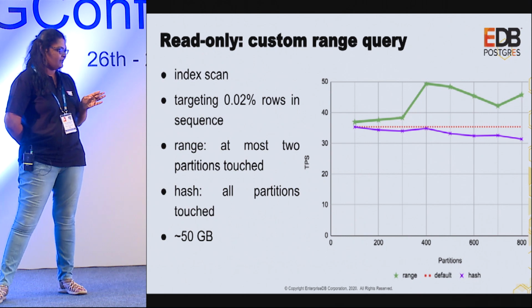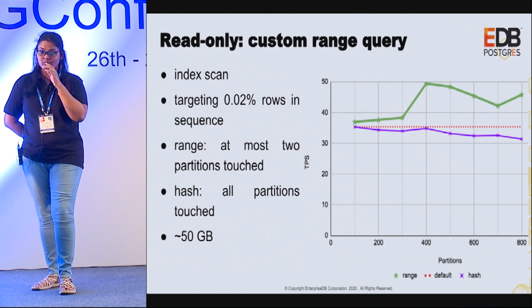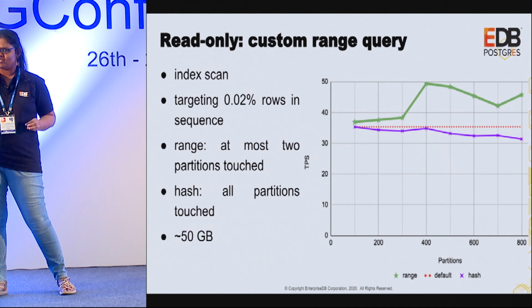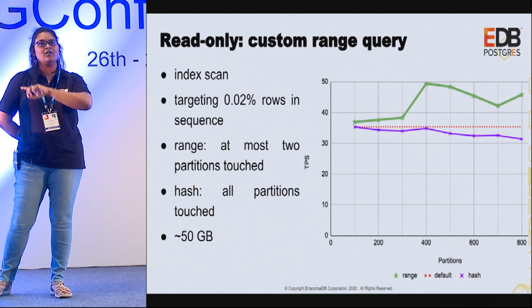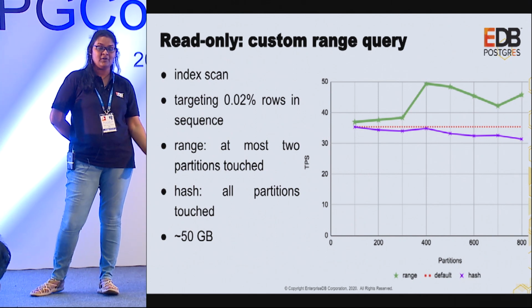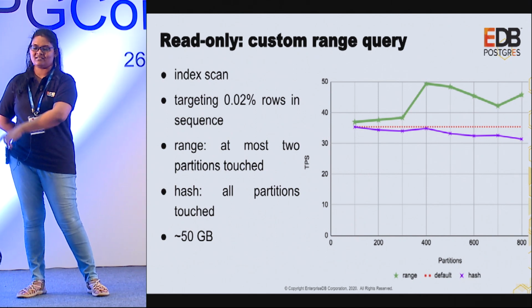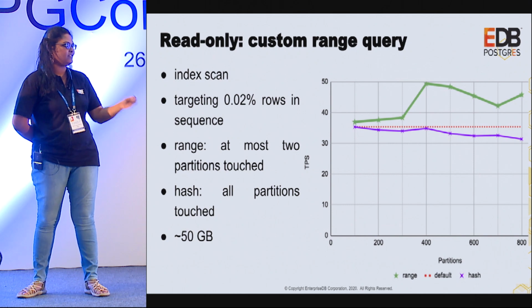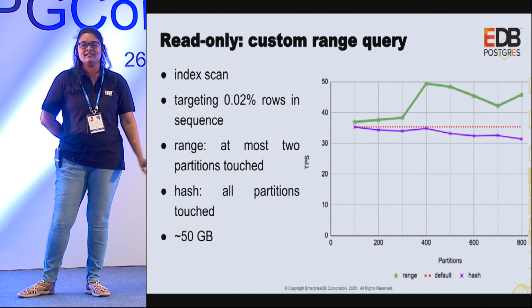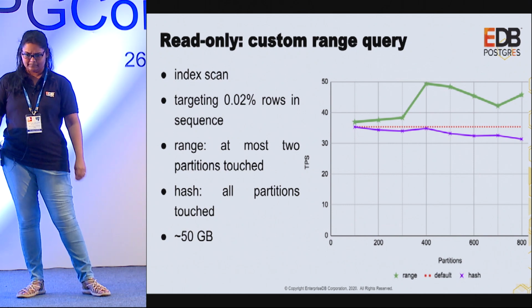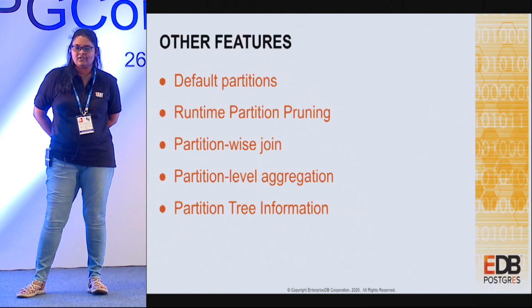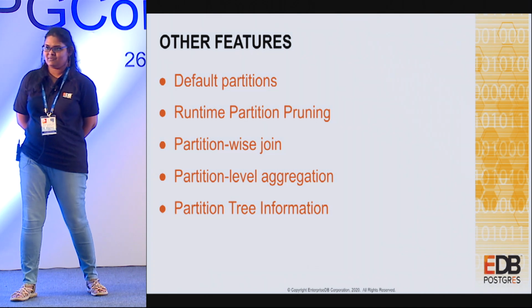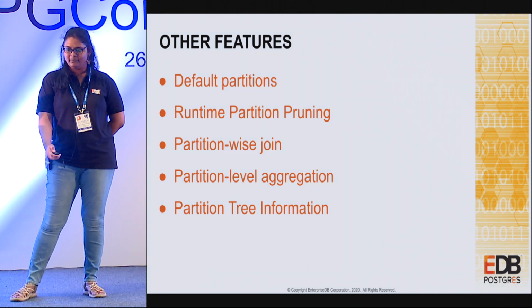Now this is because in the range case, you are targeting at most 1 or 2 partitions. But in the hash case, you not only have the partition overhead, but you're also targeting all the partitions. So that's the reason why you see this difference between a range and a hash partition case. I'll be talking about a few other features which are supported and how they perform.